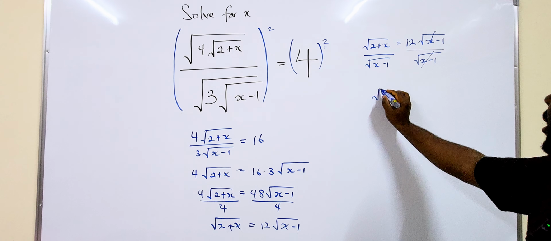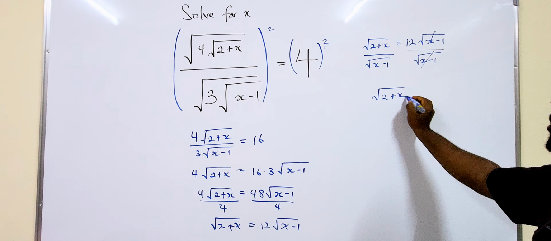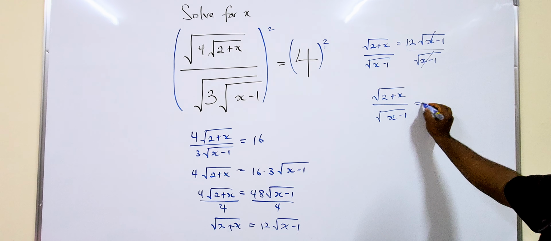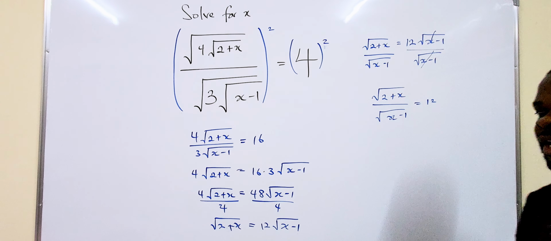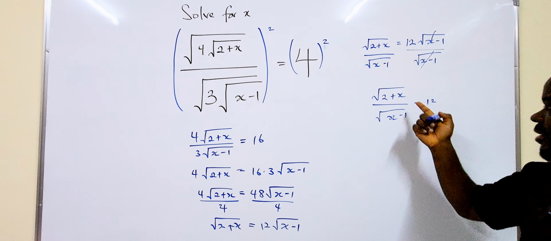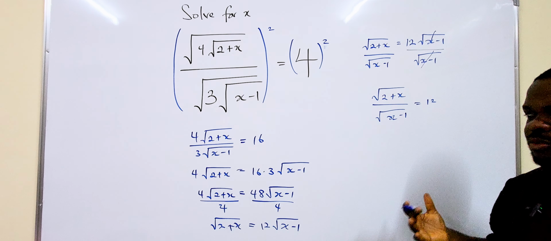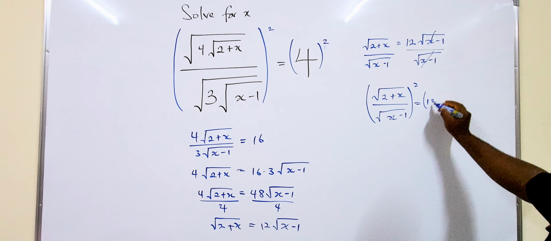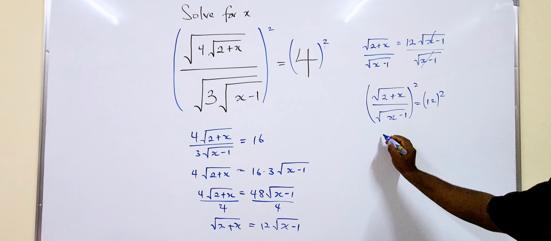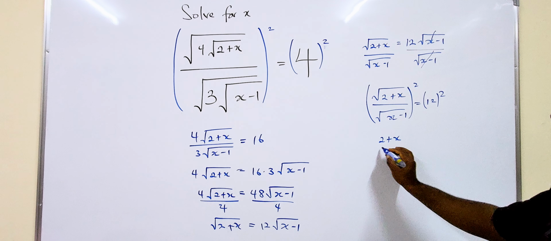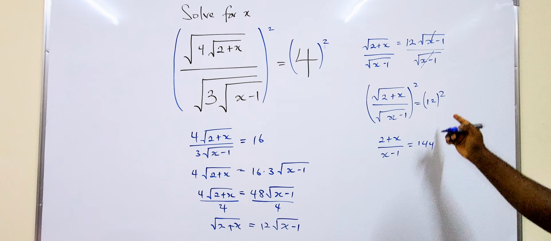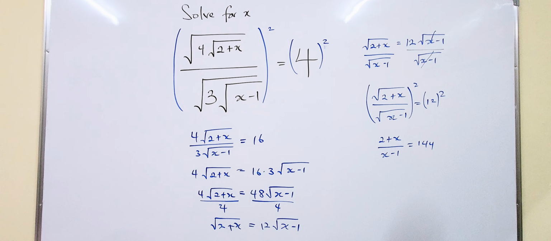I will now be left with square root of 2 plus x over square root of x minus 1 equals 12. But we still have a challenge. We have x and x, and we also have square roots. We'll do the same thing. We'll square both sides. So I will now have 2 plus x over x minus 1 equals 144, because 12 squared is 144.